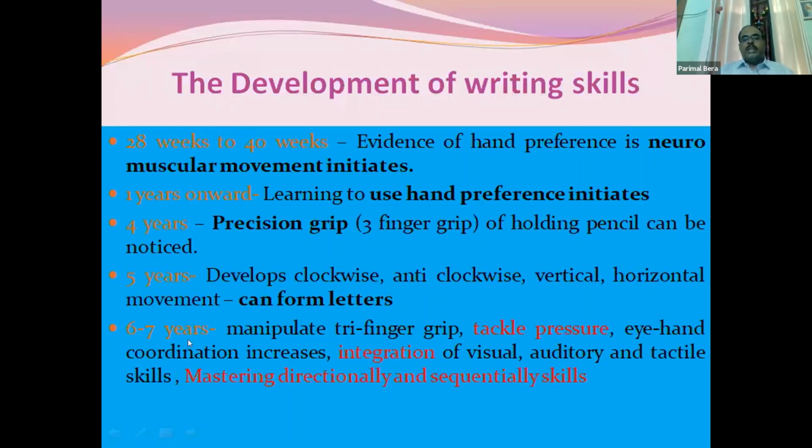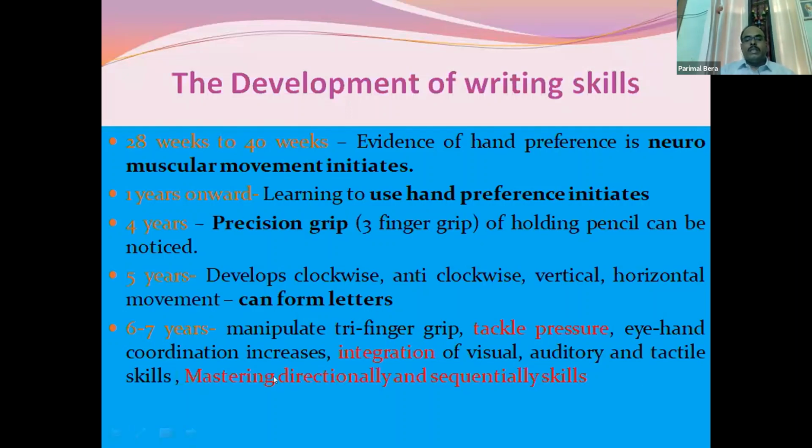Within six to seven years, basically the tri-finger grip is manipulated and the tracheal pressure. Pressure here is important: how much pressure you will give. Whether we give light pressure or heavy pressure, it may be tackled. Sometimes the child may write on one side and the imprint, the reflection, may be noticed on the next page. So whether the child is able to maintain the pressure or not can be understood. That could be developed within six to seven years.